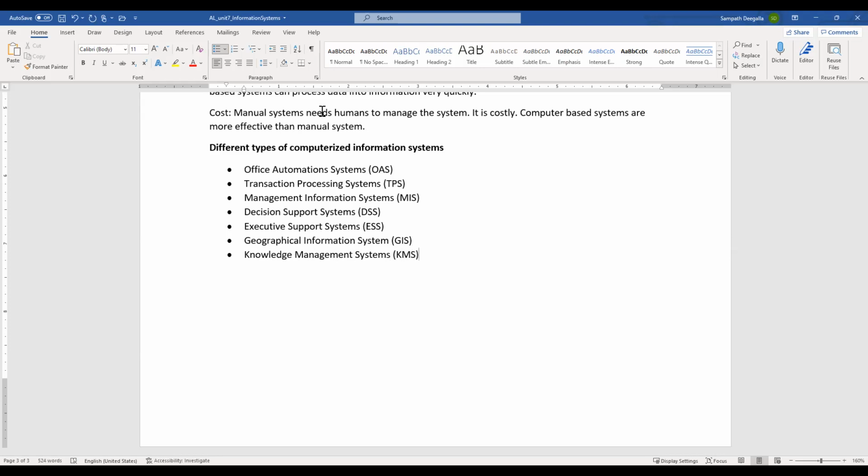We call it KMS. Knowledge management systems are basically used when you need knowledge. For example, let's say an engineer wants to decide how much iron is needed to make a generator. If you need that kind of information, we have to use knowledge management systems.